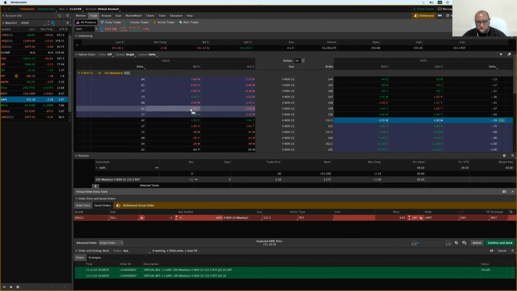And once you click on that, notice that it gives you a price. This is the current price. If you want to lock this price in, you can push the padlock. Or if you really don't care and you want the best price at the moment, then all you have to do is confirm and send, and thinkorswim will give you the best price.